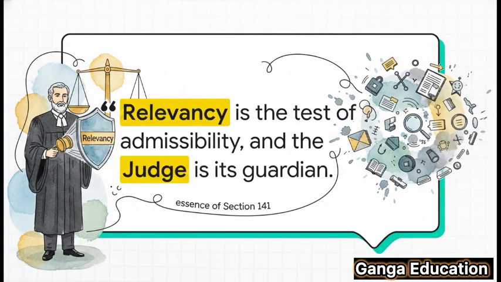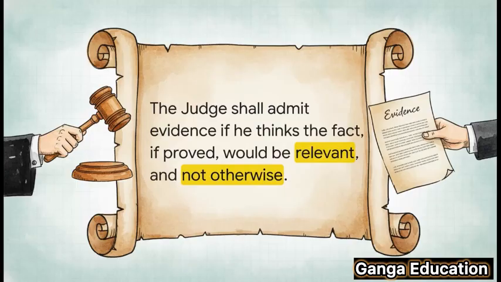Now, this one line you see on your screen perfectly captures the entire essence of this section. The number one rule for any evidence to be allowed in court is that it must be relevant. And who's the guardian of this rule? The judge. If a piece of evidence isn't directly connected to the facts of the case, it simply won't be admitted.